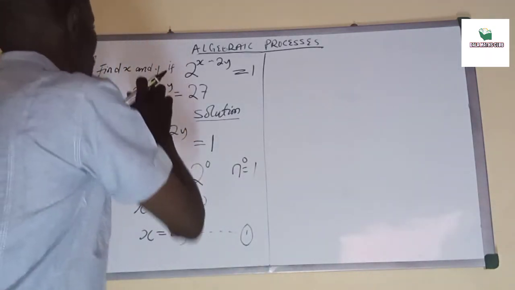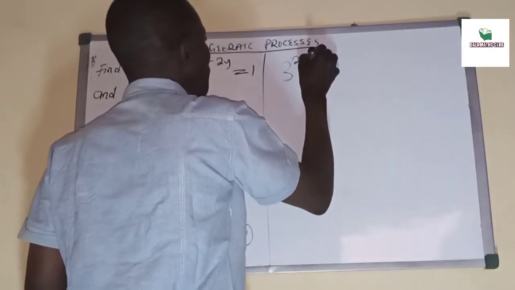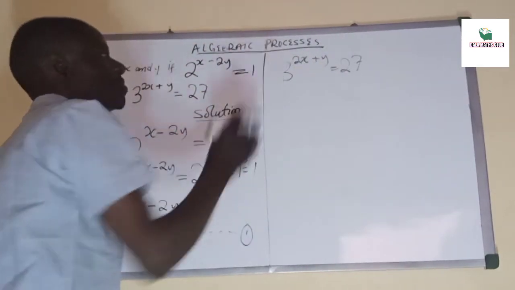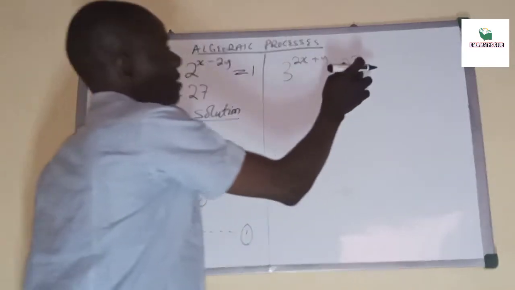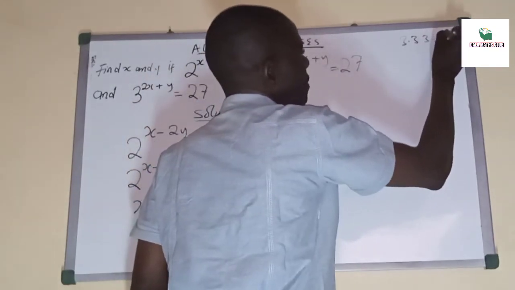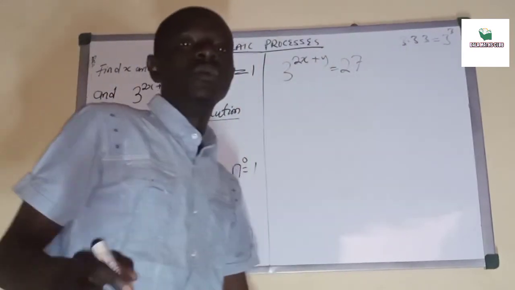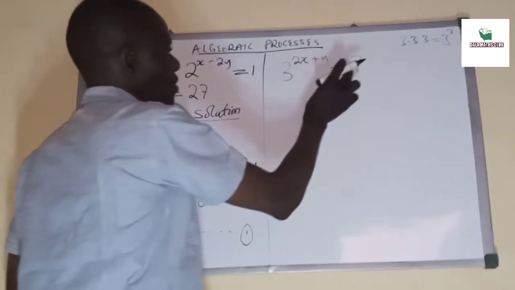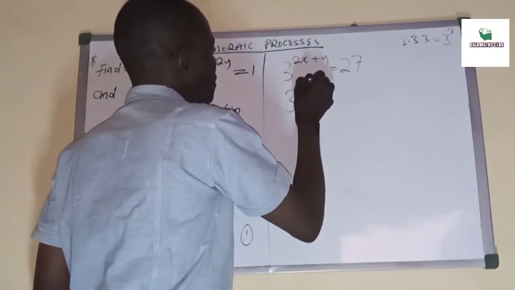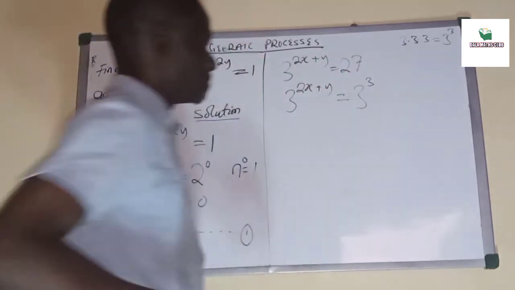The next one, we use the other equation, which says 3 power 2x plus y is equals to 27. To change 27 to a power of 3, we say 3 times 3 times 3. That means we have 3 power 3, because 3 times 3 will give you 9, and 9 times 3 will give you 27. So we change this 27 to 3 power 3. So we have 3 power 2x plus y is equals to 3 power 3.